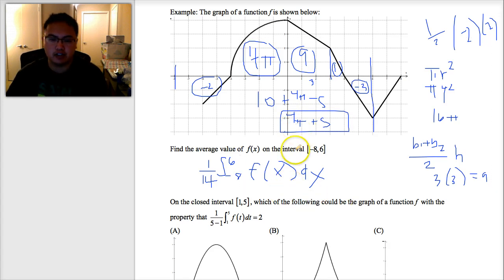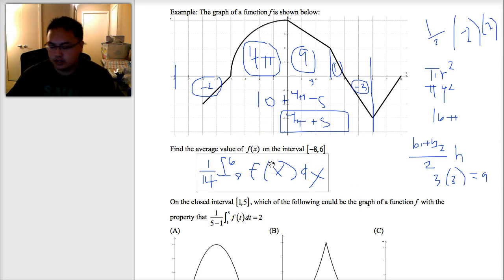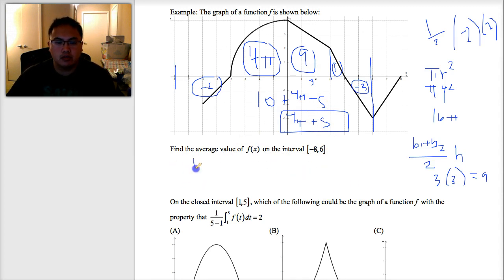Remember, the whole problem is find the average value. So this whole thing right here, the integral of f of x dx, turns into 4 pi plus 5. So I still have 1 over 14 times 4 pi plus 5. And you know that there's nothing that simplifies here, so you can leave it like this, or you could say it's 4 pi plus 5 over 14.